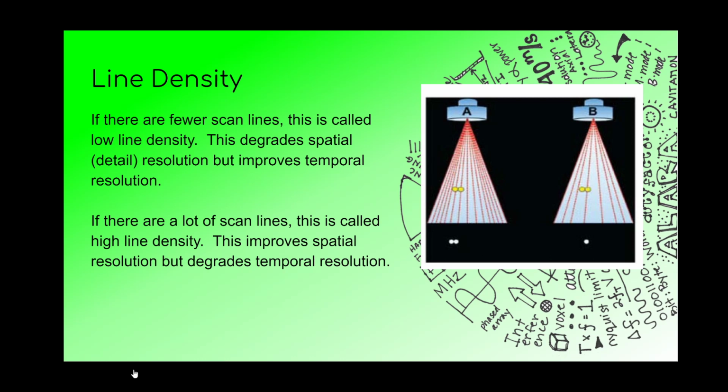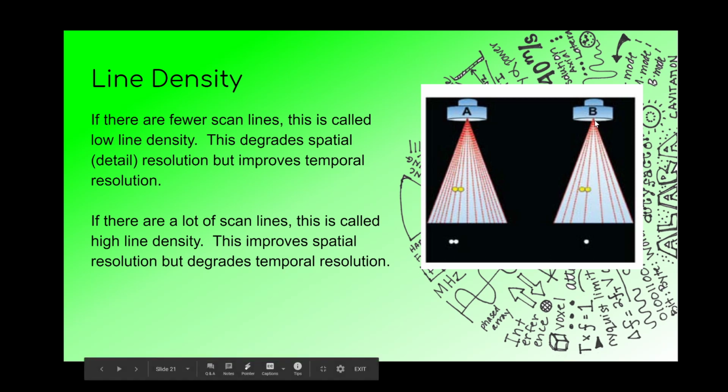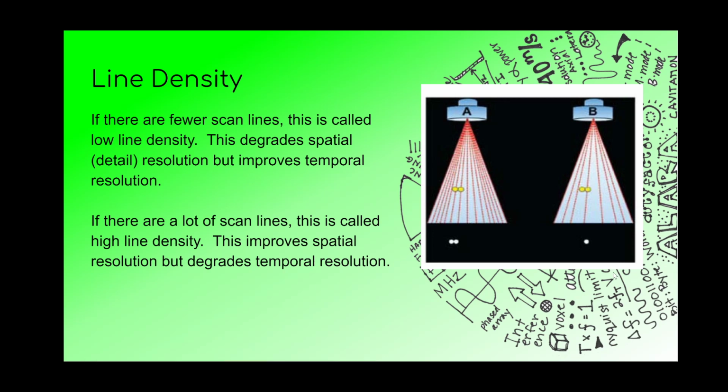So if we have fewer lines creating our image, that is considered low line density, and that would be our scan B. And so we have just a few lines coming down to create this picture, and if we increase the amount of lines, then we call this high line density, and that would be our example in A here. But if we don't have enough lines, then we are missing out on our spatial resolution. We are going to be missing details within our image. So we can see from example B, the low line density only interacted with one of these structures, and so we are only going to display one structure.